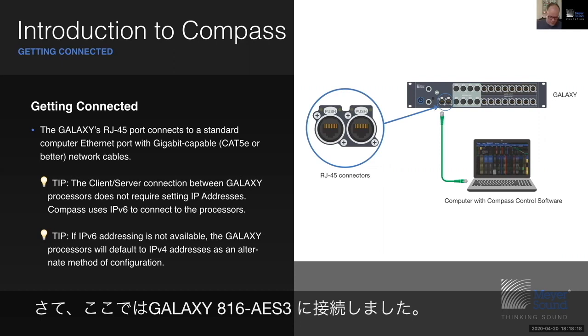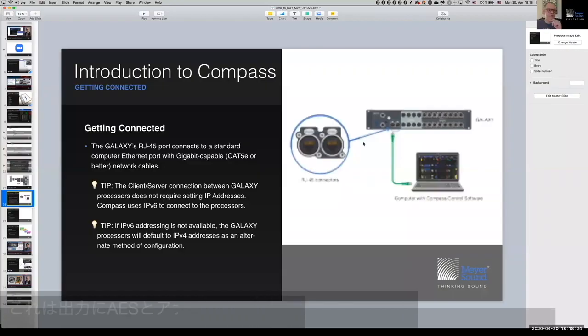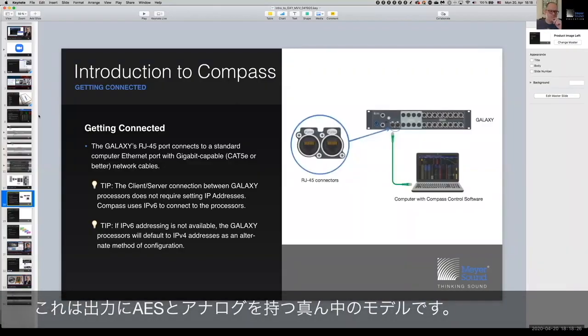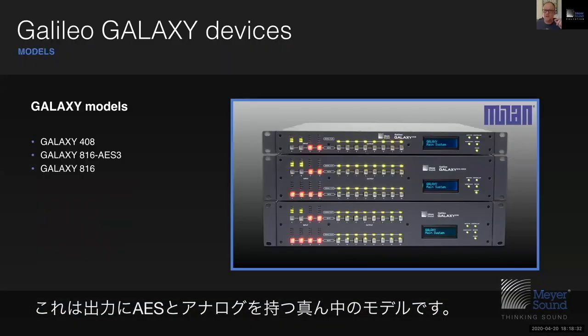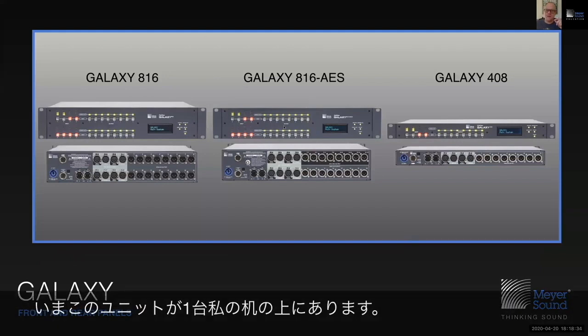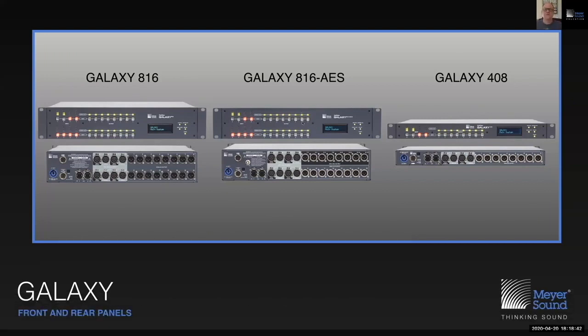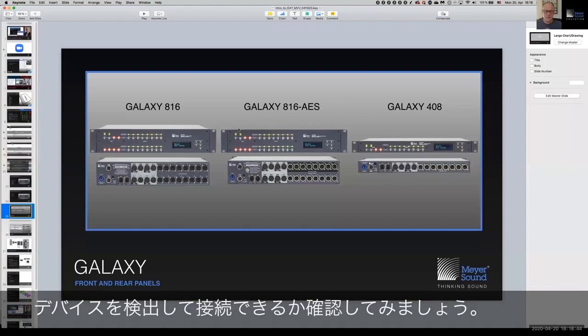Okay, so we've connected to our Galaxy. I have an 816 AES3 living over here, which is the model that we see over here, the one in the middle, which has the AES outputs as well as analog outputs. I've got one of that unit living to my right next to my desk, and let's see if we can find it and connect to it.